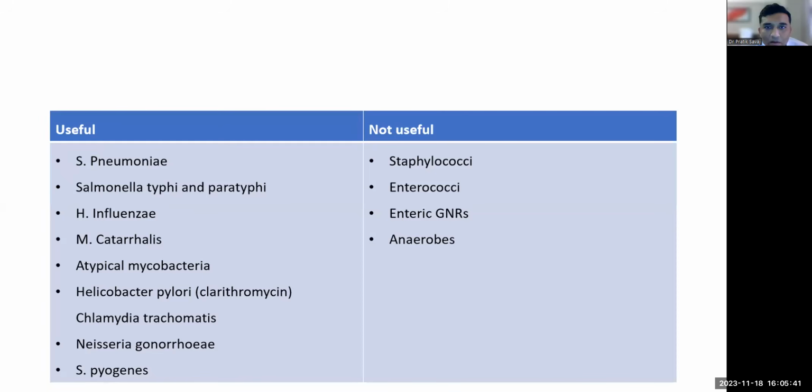Whenever we talk about an antibiotic, first we should understand what it doesn't cover. It will not cover Staphylococcus, Enterococcus, enteric gram-negative organisms, and anaerobes. Mainly it covers Strep pneumoniae, Salmonella typhi and paratyphi, Moraxella, H. influenzae. Atypical mycobacteria are also well covered by macrolides, as are H. pylori, Chlamydia, Neisseria gonorrhoeae, and Strep pyogenes. So these are the organisms commonly targeted by azithromycin.